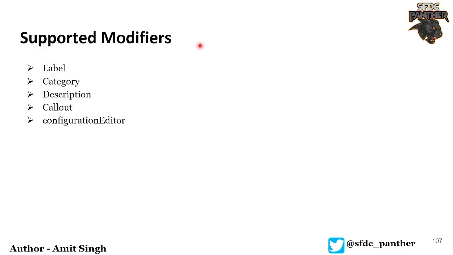First we will talk about the supported modifiers. We have already seen label, category, and description. Then there is one more modifier, which is callout. If you want to make a callout from your invocable method, you need to make sure that this callout parameter is set to true. By default it is false. So if you want to make a callout to an external system, make sure callout is true. And then configurationEditor: you don't need to provide any value for this particular modifier, because it is reserved for the flow builder.